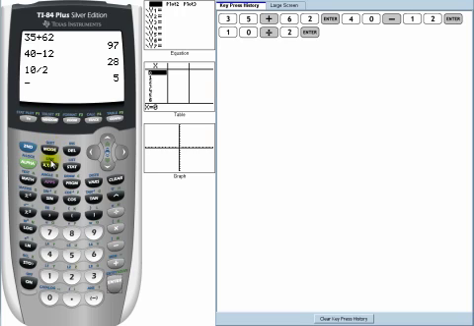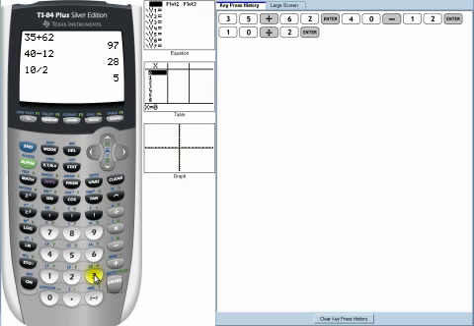Just remember to press enter after entering an expression, and this will evaluate the expression and put the answer on the next line. If at any time during this tutorial you are unsure of what buttons are being pressed, you can either pause and rewind the video or look at the key press history located to the right of the screen. In addition to our normal operations, you can also square numbers.